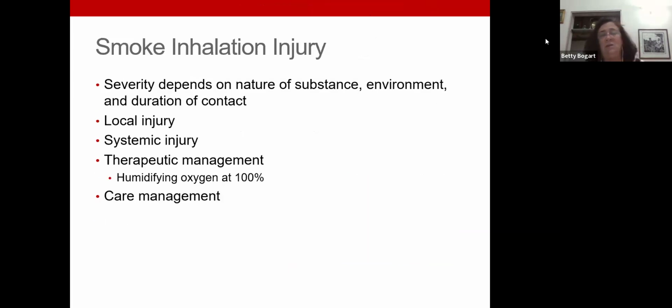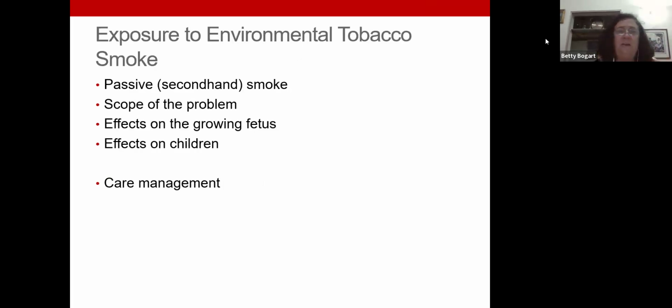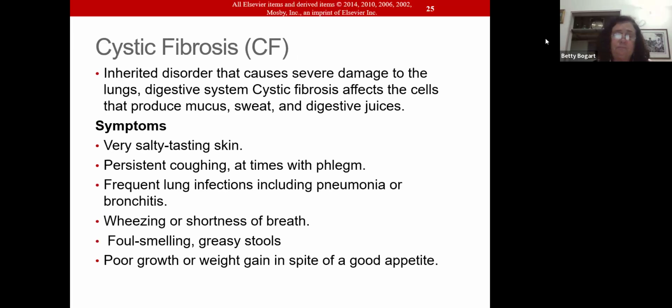Smoke inhalation injury, remember this is all upper airway. Sometimes there's swelling involved with that. Again, treatment is humidified oxygen, high flow, 100%. We know tobacco and smoking around children shouldn't happen, whether you're pregnant or have children. So that's something we should teach.